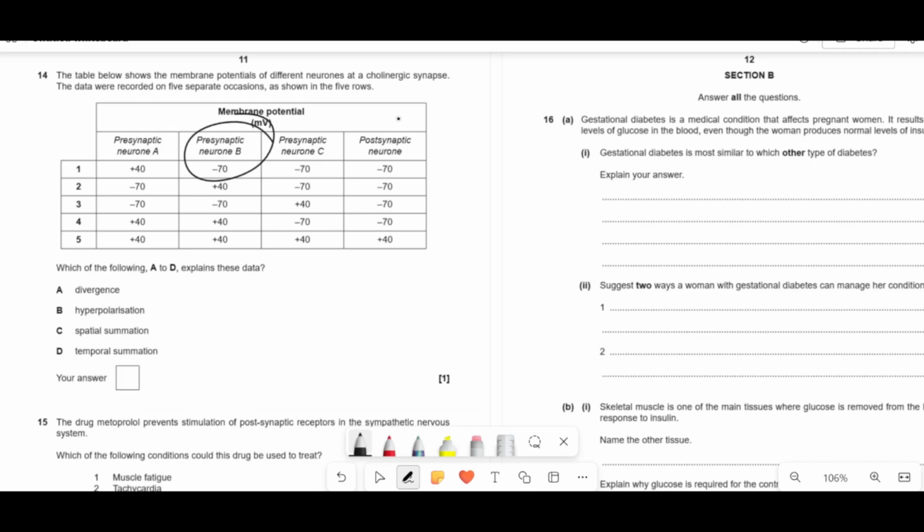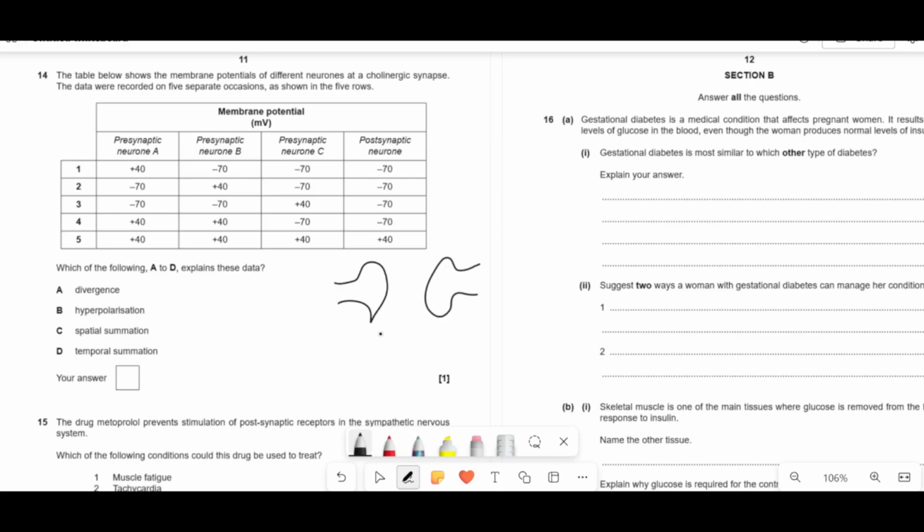So presynaptic, postsynaptic, and what's going on here. If I just draw these, it says which one of these explains these data. So presynaptic neuron A, presynaptic neuron B, presynaptic neuron C, and then the postsynaptic neuron. The membrane potentials of the different neurons are shown in the 5 rows. Presynaptic neuron A was positive, negative, negative, and the postsynaptic was negative.